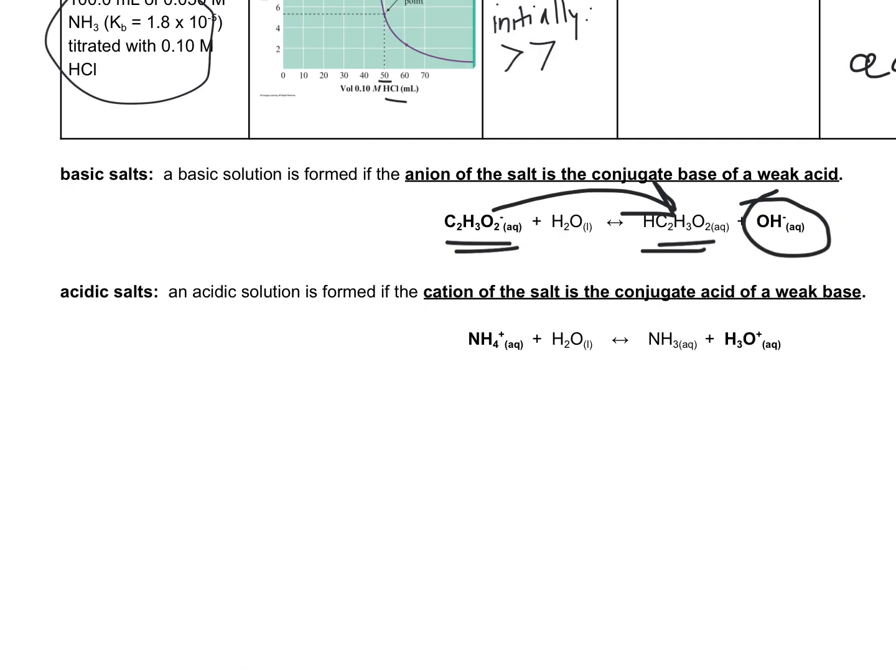Acidic salts are when we have an acidic solution that's formed from the cation of the salt, and it is the conjugate acid of a weak base. So we had ammonium chloride as our salt, and ammonium is the conjugate acid of the weak base ammonia. So that means it can react with water, go back and reform the ammonia, and we get hydronium ion, which makes the solution acidic. So for acidic salts, we are looking at the cation, and for basic salts, we're looking at the anion.